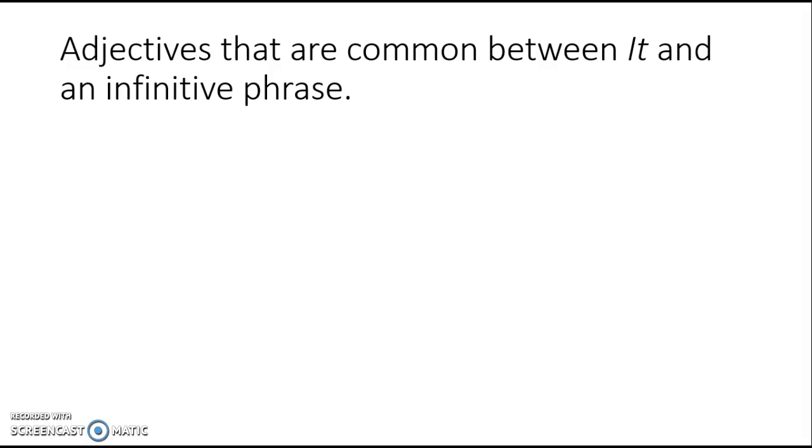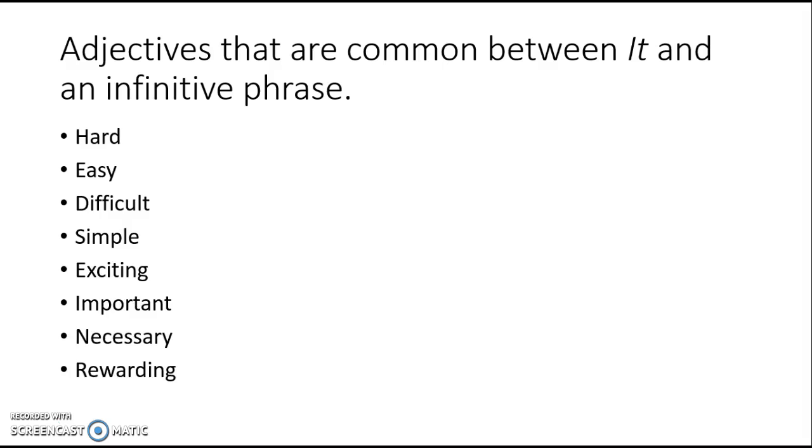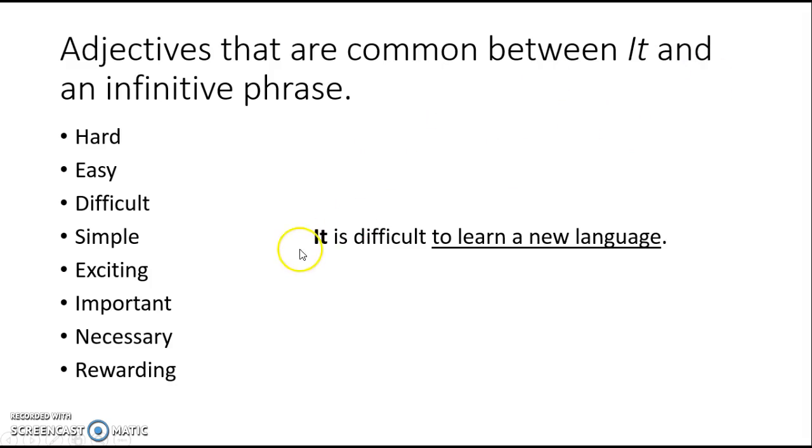Some adjectives that are commonly found between it and an infinitive phrase include these: hard, easy, difficult, simple, and so on. So let's take a look at an example sentence. It is difficult to learn a new language. We have the subject it, which is referring to the infinitive phrase at the end of the sentence. It is difficult. We have the adjective difficult, and right after difficult, we have to learn a new language, the infinitive phrase. So again, the subject and the infinitive phrase are the same thing.